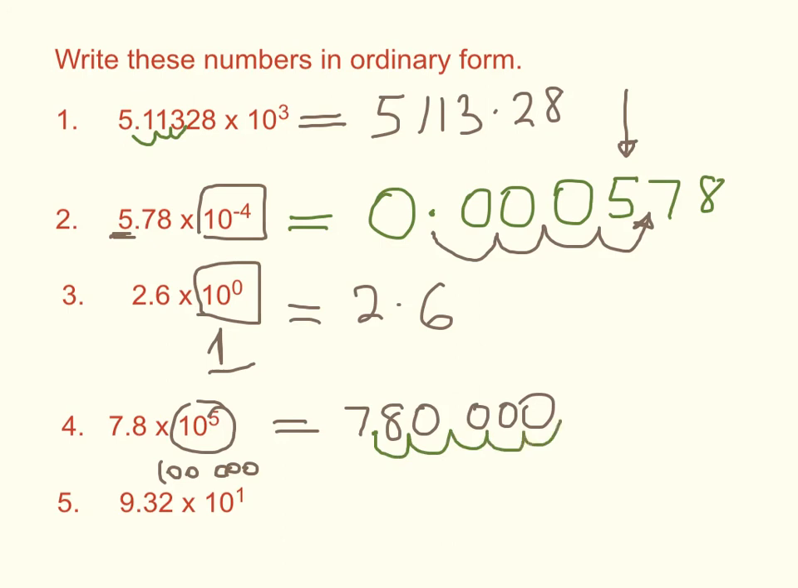Last one, 9.32 times 10 to the power of 1. Okay, so 10 to the power of 1 is just 10. I've included this example because a number of you who were going really well with standard form were finding the ones with 10 to the power of 1 the hardest when I marked your books. So just remember 10 to the power of 1 is just 10. So this one is simply 93.2.